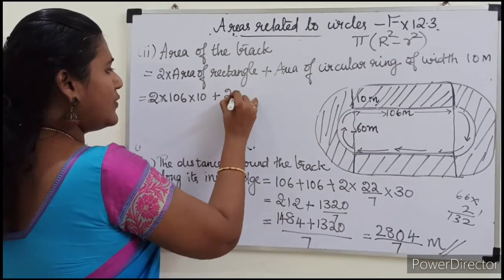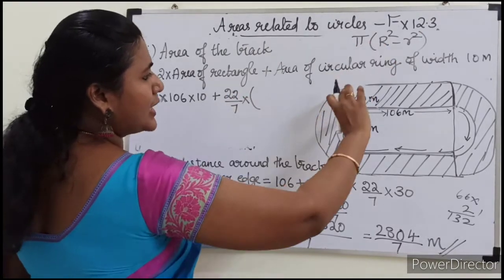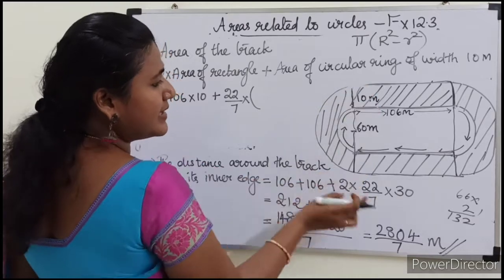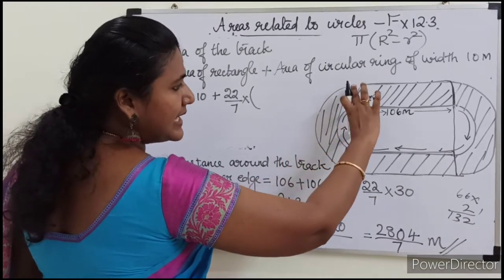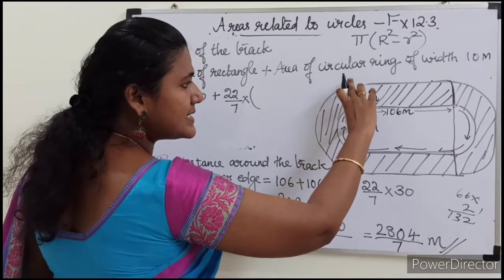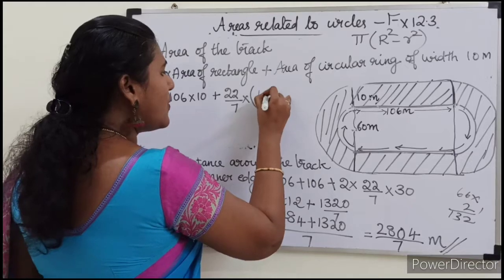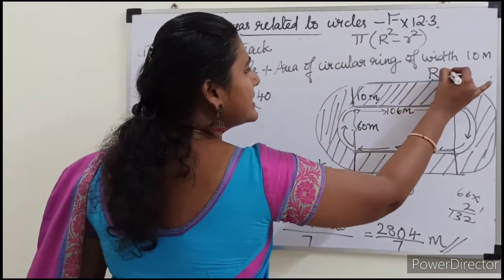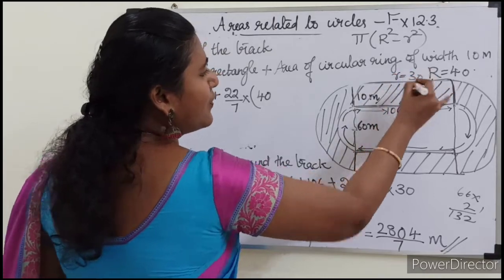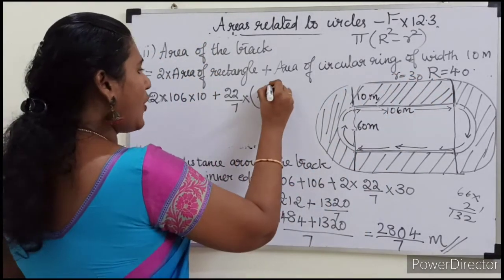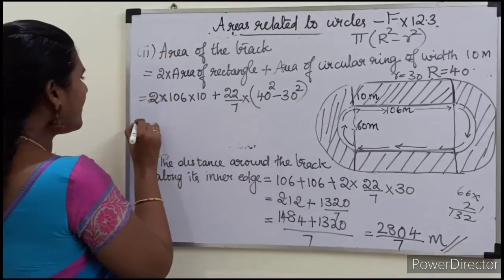That is, pi value is 22/7 into capital R. Actually, for this outer circle, here we have radius 30 and this width is 10. Then this outer circle's radius will be 30 plus 10, that is 40. So the capital R is here 40 and the small r is equal to 30 for this track. So 40 square minus 30 square. Now we will simplify this.